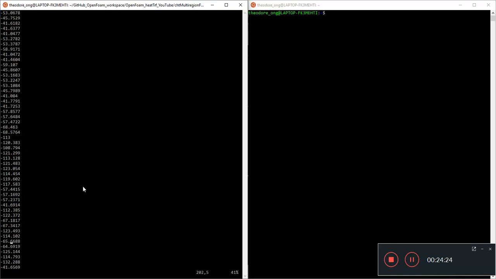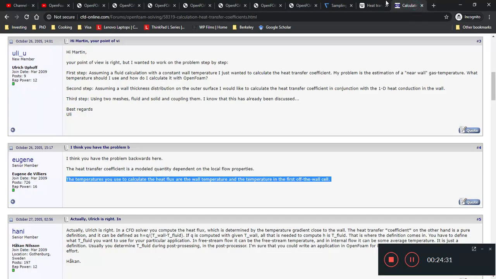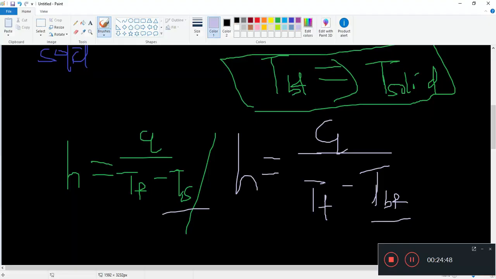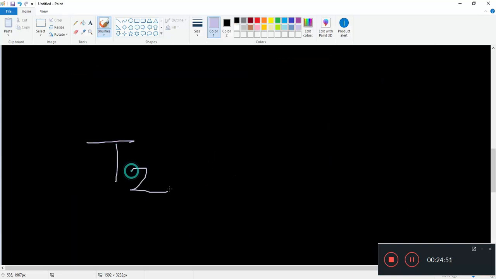Okay, is it supposed to be negative? The thing is that, remember, what's the definition of heat transfer coefficient? We have the heat flux. Heat transfer coefficient is heat flux divided by T2 minus T1. So T2 being the temperature of the surrounding fluid, T1 being the temperature of the solid surface. So the T2 interface with the T1, or T solid.